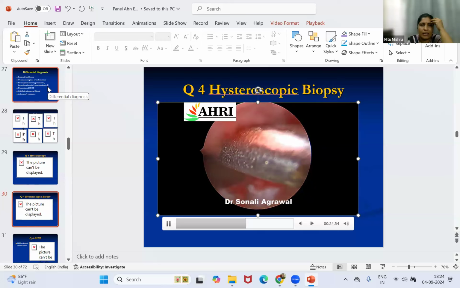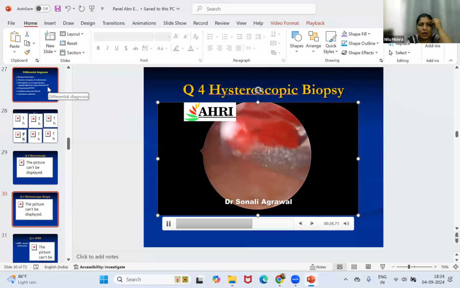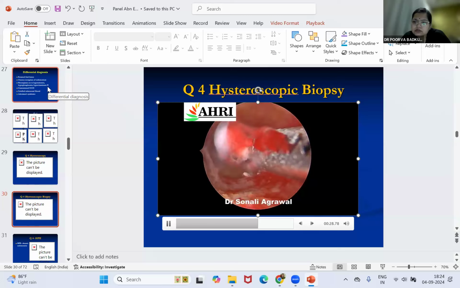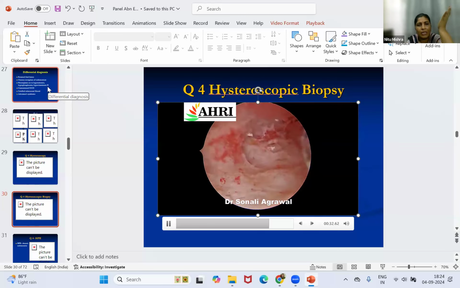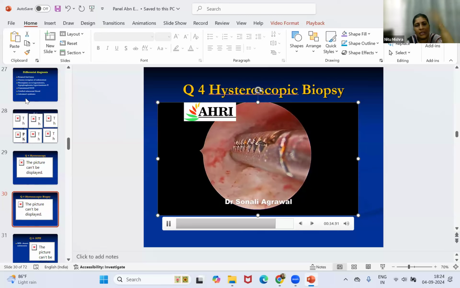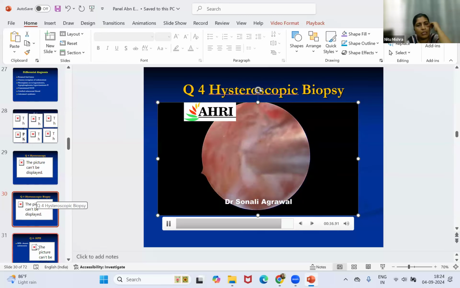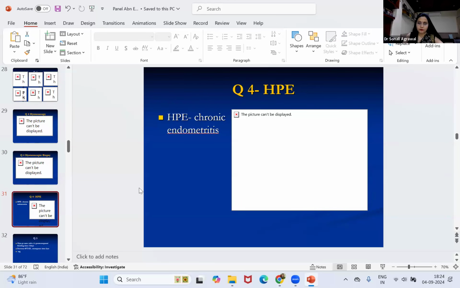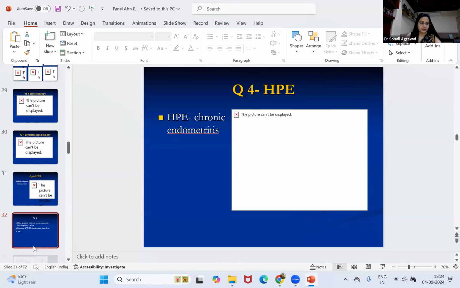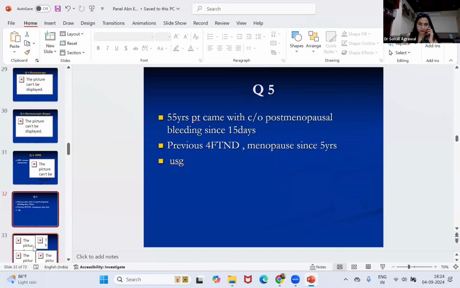Yes, bits of placenta converted to osseous metaplasia, they become calcified. Maybe retained products causing endometritis and then osseous metaplasia. It can also be the sequence. That's what it was in this patient. So it was showing chronic endometritis with calcification.